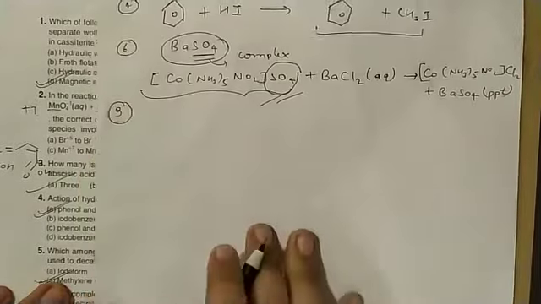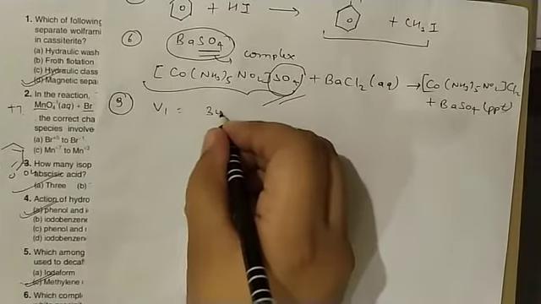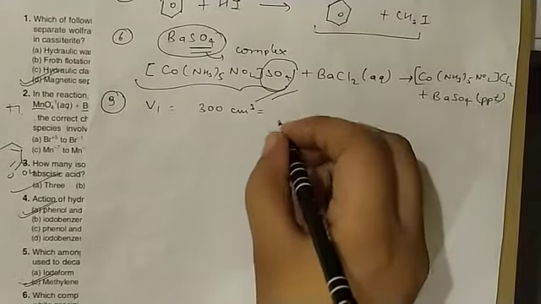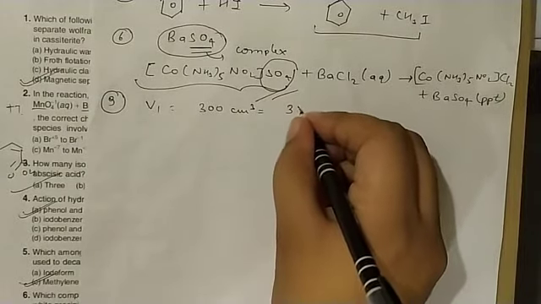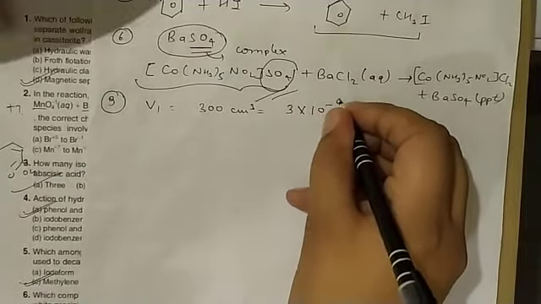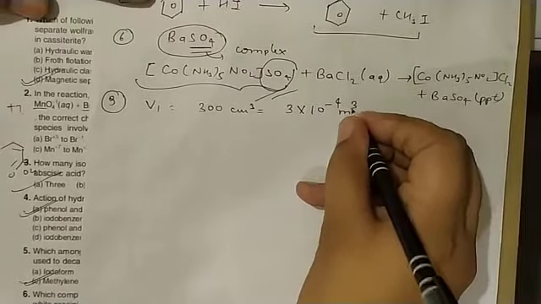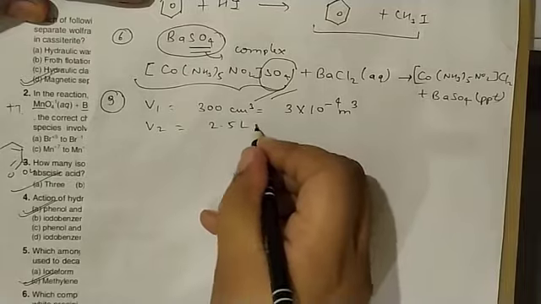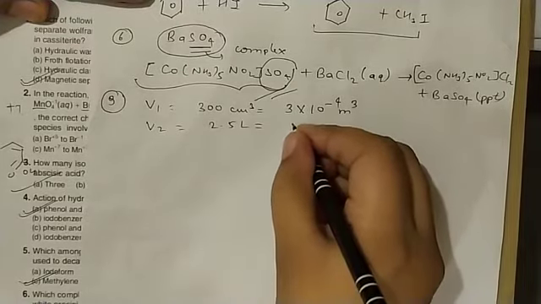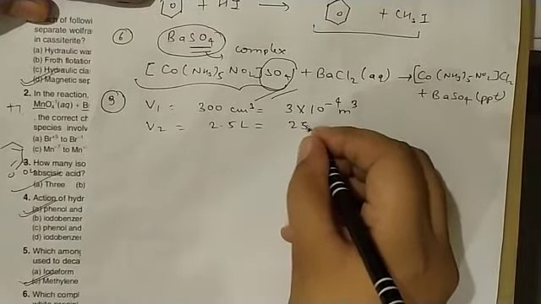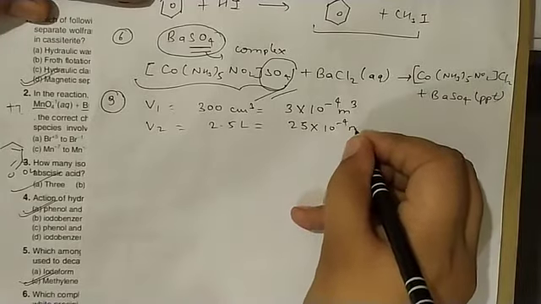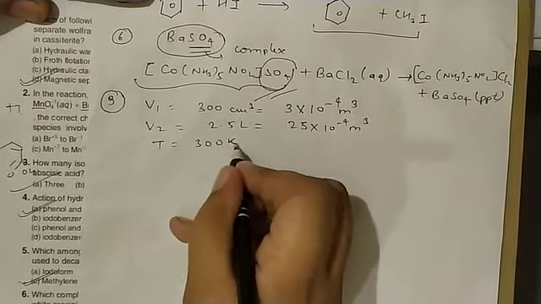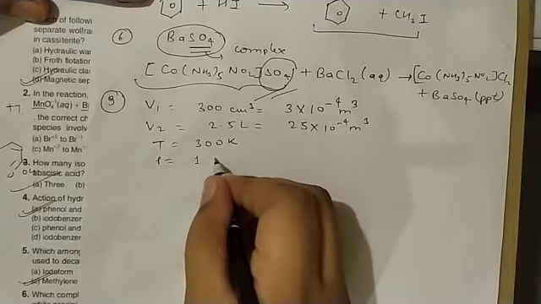Question number 9. V1 is given as 300 cubic centimeter. Let us convert into meter cube. It will be equal to 3 into 10 to the power minus 4 meter cube. V2 is given as 2.5 liter. It is also converted into meter cube. It will be 25 into 10 to the power minus 4 meter cube. Temperature is given as 300 Kelvin. Pressure is given as 1.9 atm.